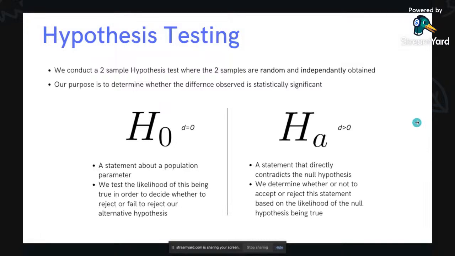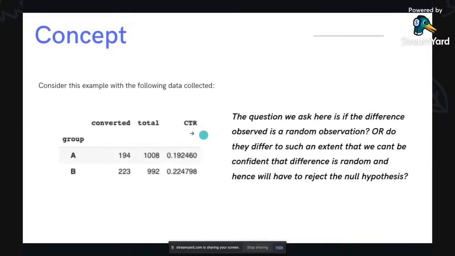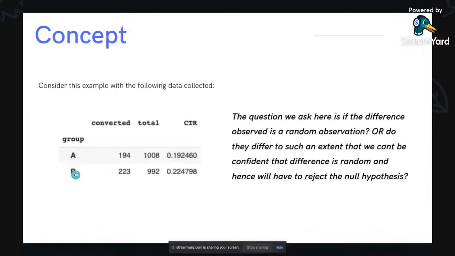So, going ahead, this is where our concept starts. You can see the data observed here is for two groups. A is our control group and B is our treatment group. This is just an example. Suppose 194 people converted in control and 223 people converted in treatment. But this was based on the number of visits that both of these samples had, right? So the conversion rate here is 19.24% for this and 22.47% for this.